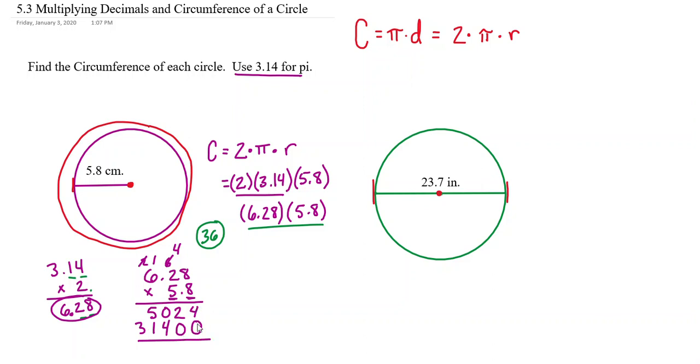Now we'll add the two lines together. 4 plus 0 is 4. 2 plus 0 is 2. 0 plus 4 is 4. 5 plus 1 is 6. 3, nothing to add to that. It's just 3.